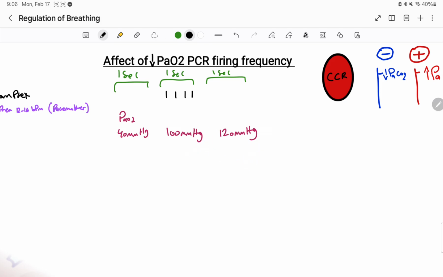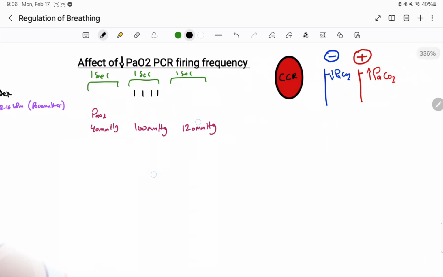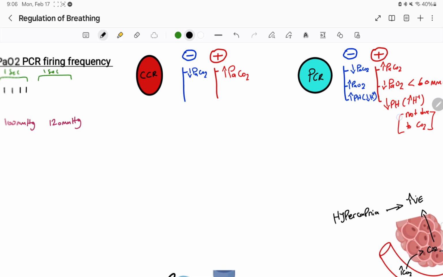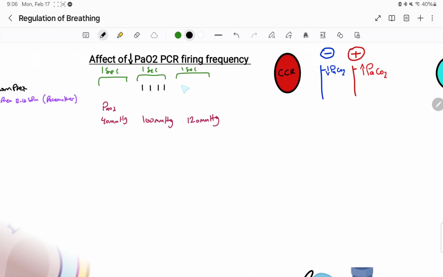So more than physiological levels. It's very high. Well, I told you that one of their stimuli was low partial pressure of O2, and we said that the inhibitor was a high partial pressure of O2. So what this means is that their action potential frequency is going to be very, very low. It's very sparse. And again, I'll write this down. Action potential frequency.